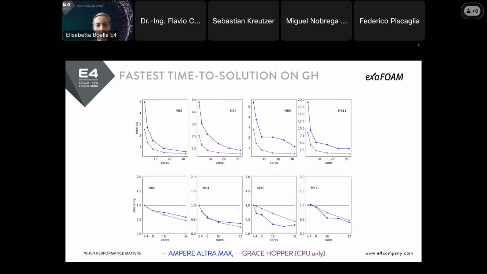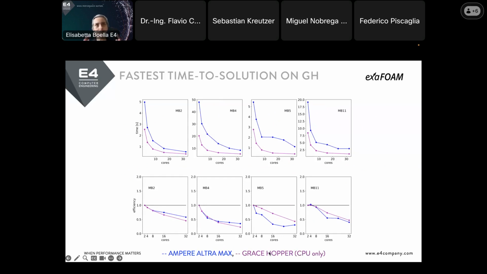We then compare two ARM platforms, and in this case, we use a subset of the microbenchmarks that we saw before. We use only 4 microbenchmarks, and we compare the ARM Neoverse N1 with ARM Neoverse V2, so Ampere Ultramax in blue, versus Grace Hopper in purple.